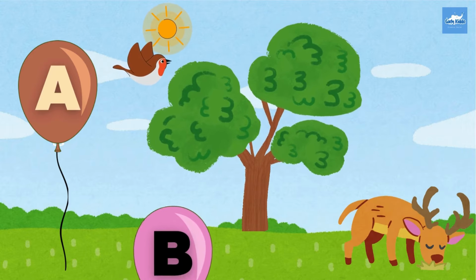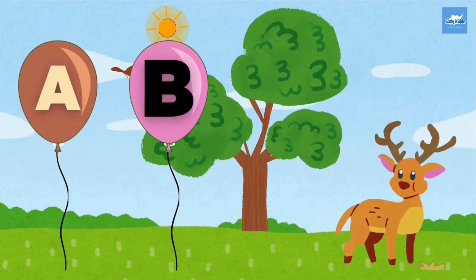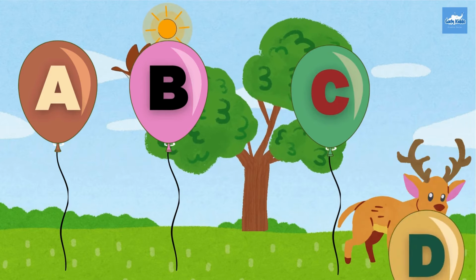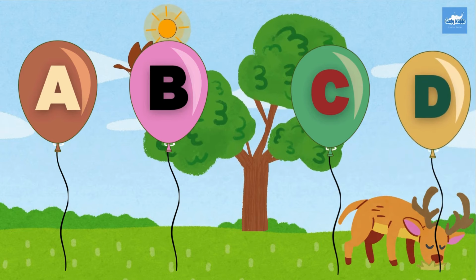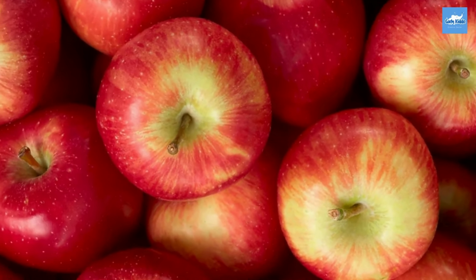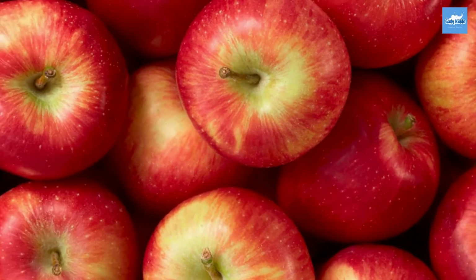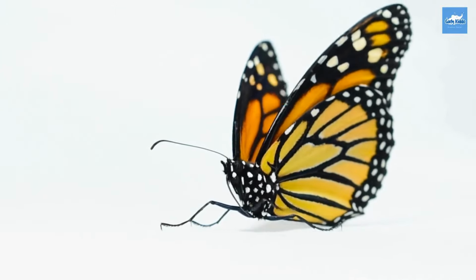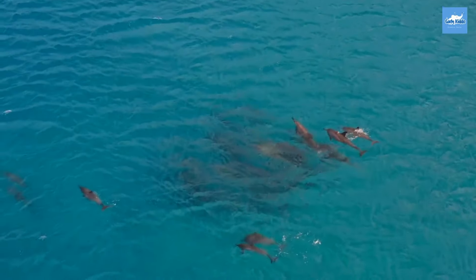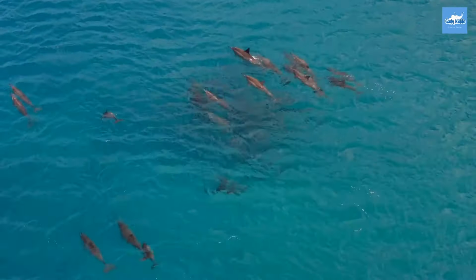A. B. C. D. A for apple. A for apple. B for butterfly. B for butterfly. C for cat. C for cat. D for dolphin. D for dolphin.